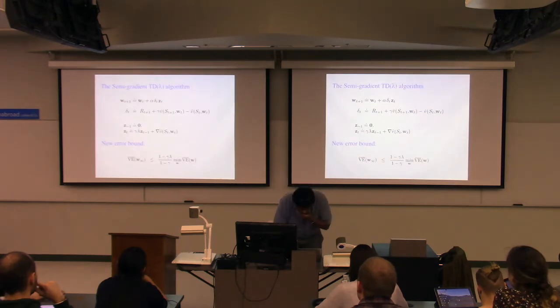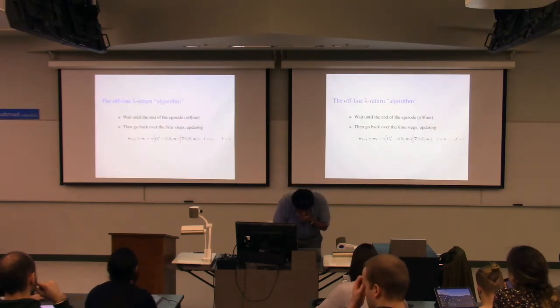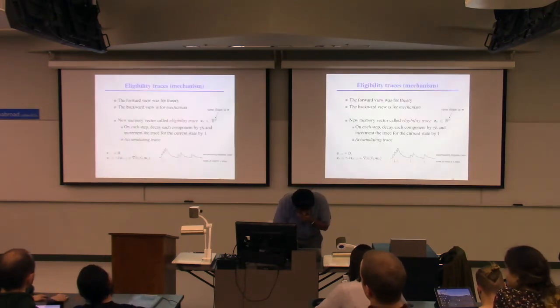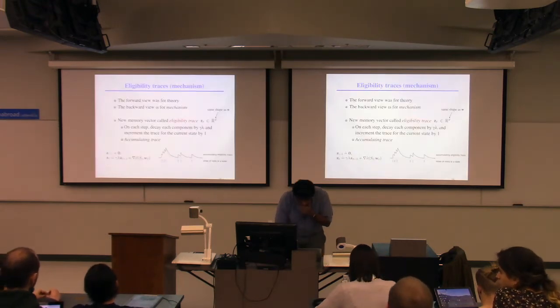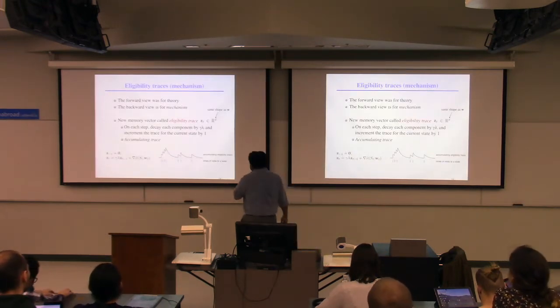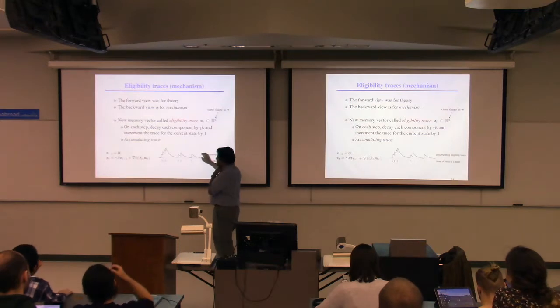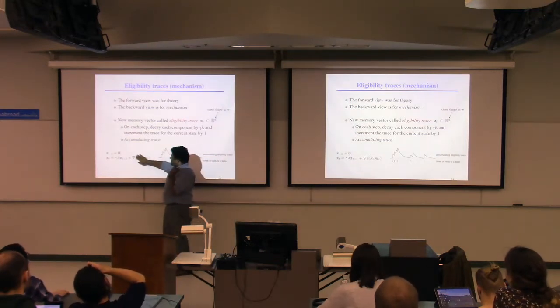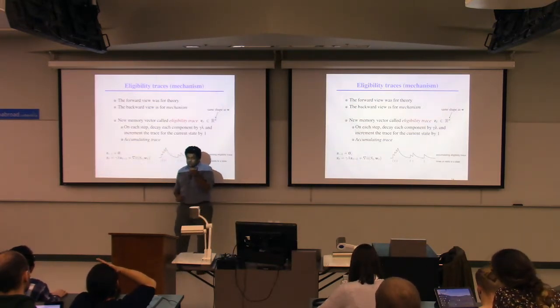Did you see it on the slides last class? If not, we can. Okay, so let's look at what the accumulating trace does. Let's just pretend that this is the feature vector x.